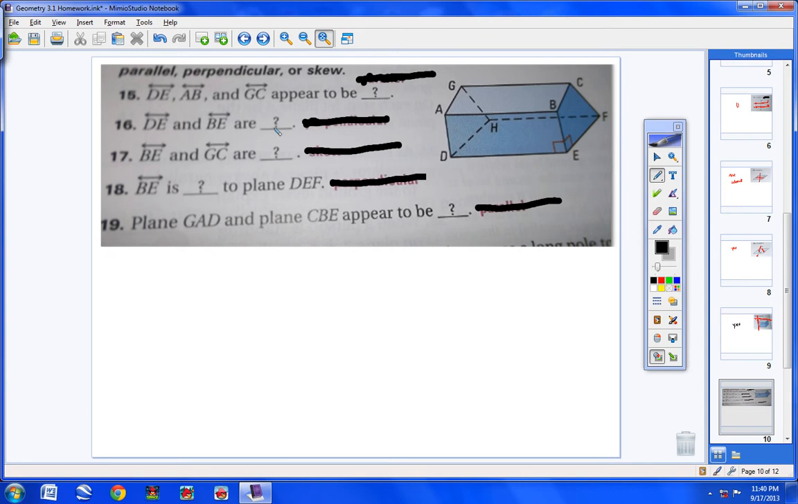All right, let's take a look at 15 through 19. First of all, you're going to decide whether these lines are parallel, perpendicular, or skew. All right? Parallel, perpendicular, or skew. Excuse me for yawning. I apologize. Okay, we're starting with line DE. I'm going to highlight that for you with a different color. Here's DE. Here's AB. And GC.